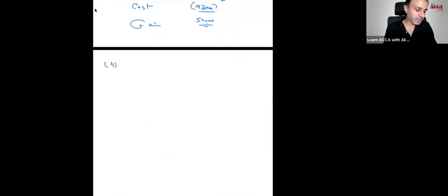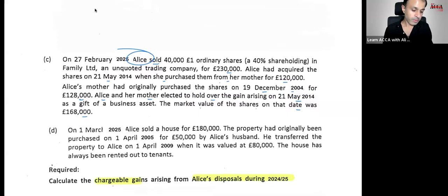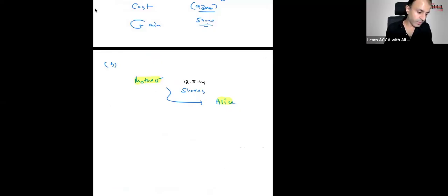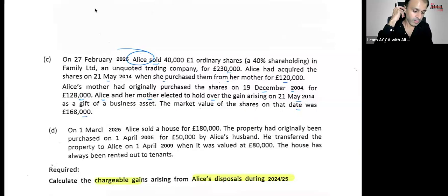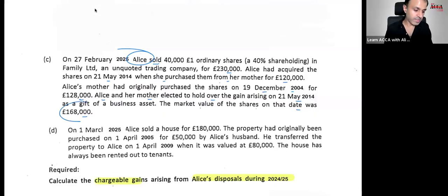So again, we will start off with the mother first because this party comes first. She is the one owning the shares originally, and she comes to gift those shares to her daughter. The name of the daughter is Alice. There has been the shares gift. What is the date the shares were gifted? 12th of May 2014. Well, the cost is given as what? Alice's mother had originally purchased the shares for 128,000 in the past. Market value on the date was 168,000.